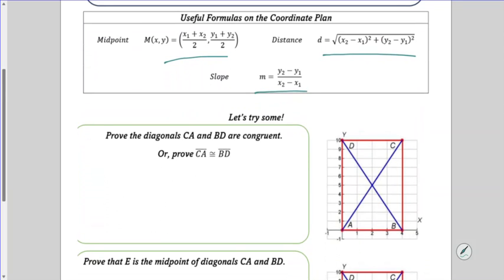When we get into two-column proofs, you're really going to need to worry about each statement being justified by a reason. For coordinate proofs, these formulas are pretty much the reason. So that's what we're going to say: by these formulas, we know that this is going to be true.